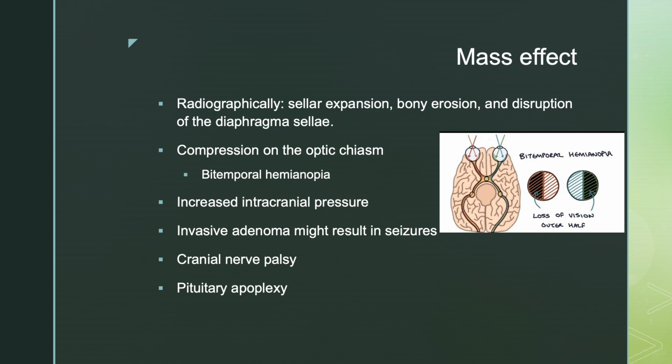Adenomas that invade through the brain parenchyma might result in seizures or cranial nerve palsy. Pituitary apoplexy is one of the few neurosurgical emergencies related to the pituitary gland. Apoplexy basically is hemorrhage and rapid expansion of the pituitary gland by the hemorrhage. This hemorrhage might be fast enough to affect the brain structure surrounding the pituitary gland, and this could result in death. Once again, it's a very important emergency.